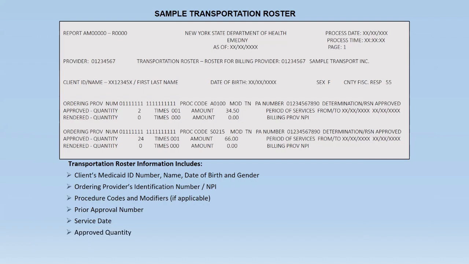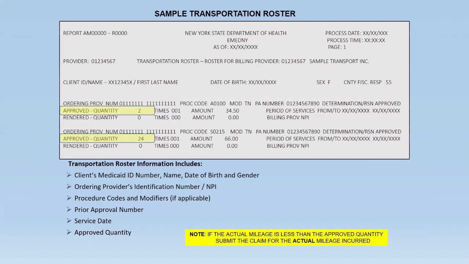In this example, A0100 has been approved for 2 units, legs of a trip, and S0215 has been approved for 24 units, miles. Please note, if the actual mileage is less than the approved quantity, submit the claim for the actual mileage incurred.